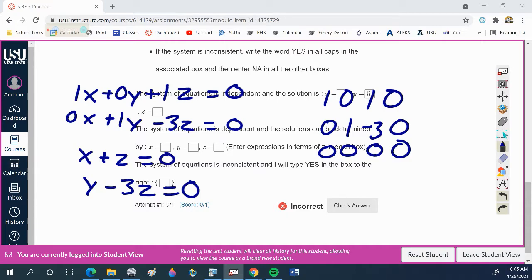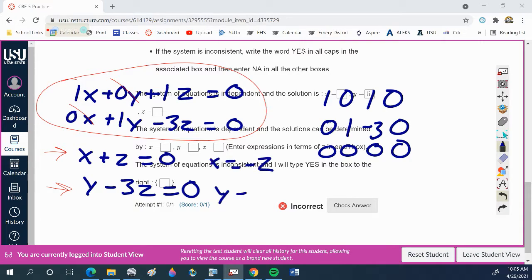So we need to do x in terms of z. Somebody asked about the equations. Do you see where these equations came from? I just simplified. I got rid of the ones and I got rid of the zeros, and I ended up with this and this. Sorry, we did it backwards. We need to set every variable in terms of z. So this would be x equals negative z and y equals 3z. Try that.